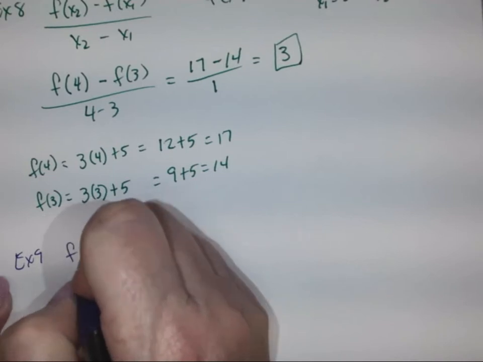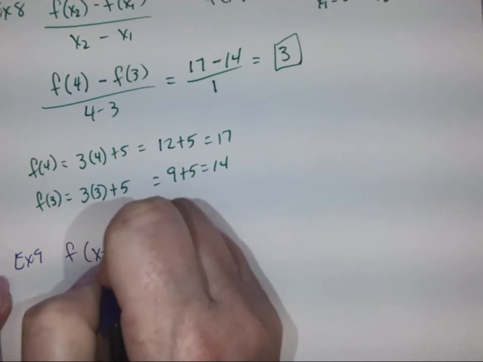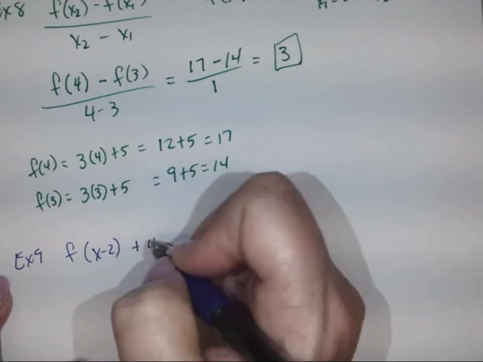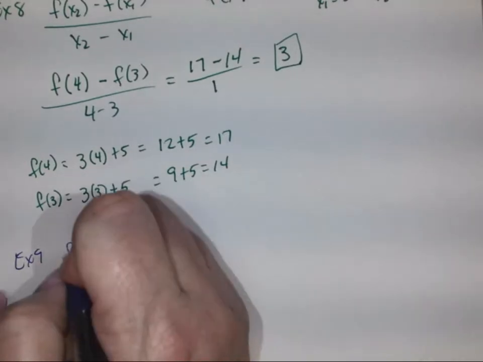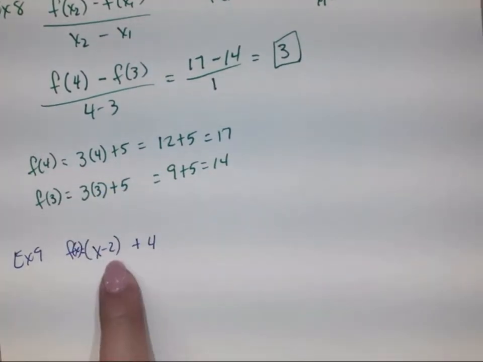So we are given that f at x minus 2 plus 4. It should be f of x. One second. All right, so this should be f of x equals, there's a typo there, x minus 2 plus 4.